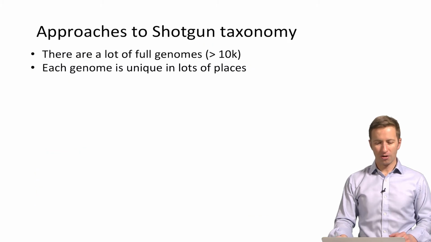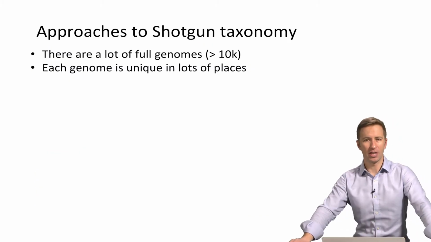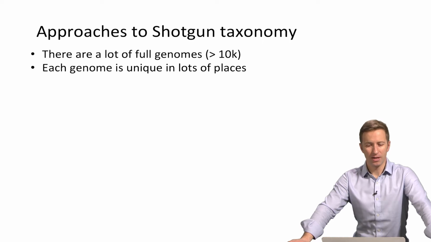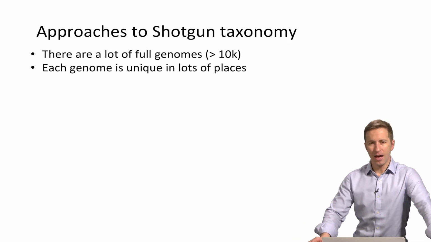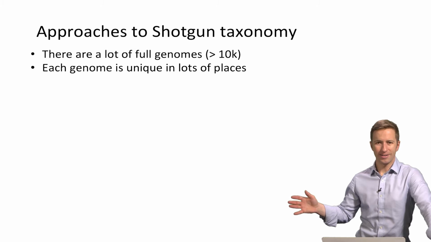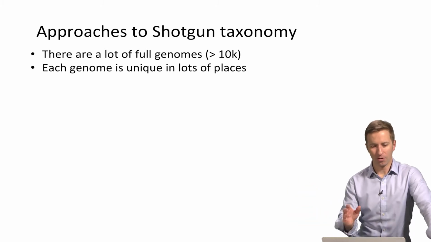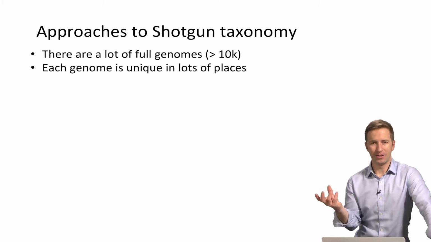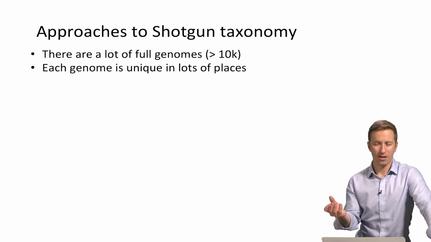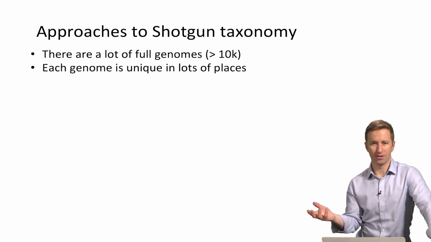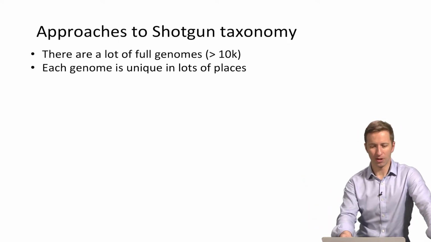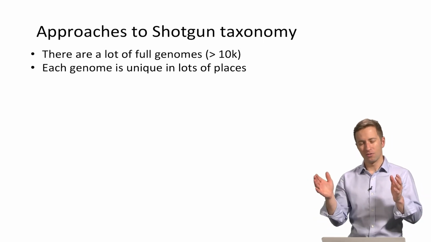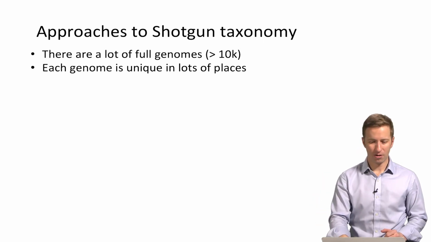The challenge is that there are a lot of full genomes and a lot of potential bugs that could be present in an environment. In the human gut, for example, there are thousands of different species that you might see, and the whole reference database contains tens of thousands of different species or different strains. And every genome is unique in a lot of places, although it has other places that are redundant or similar to other bugs. So you need to find the regions of each genome that are good markers.